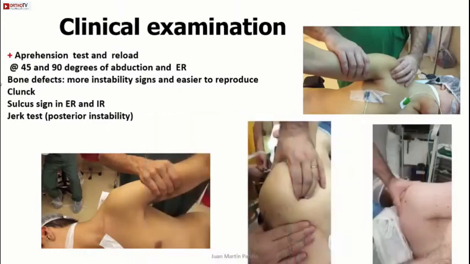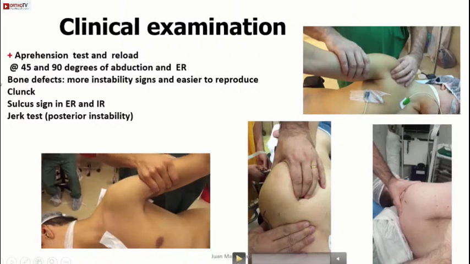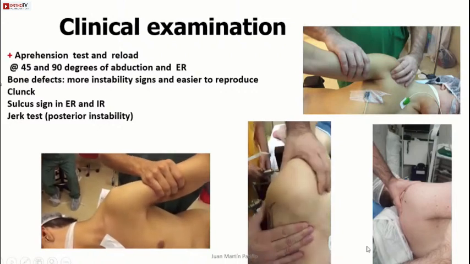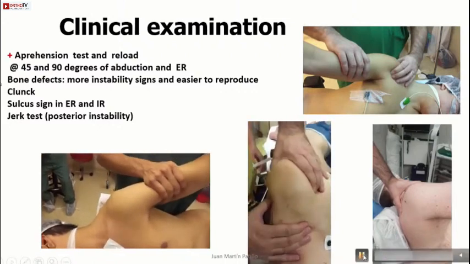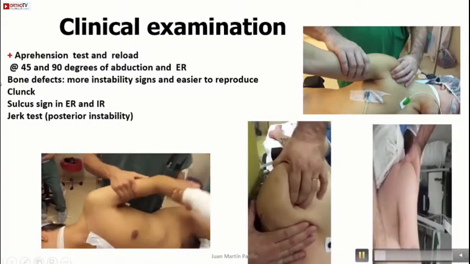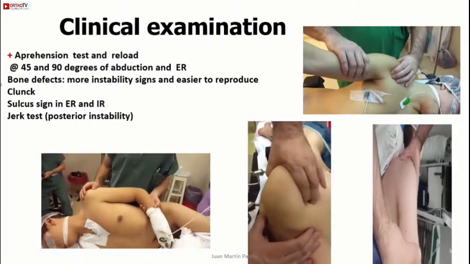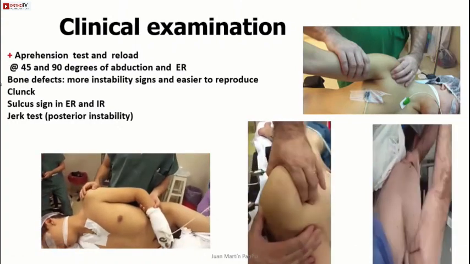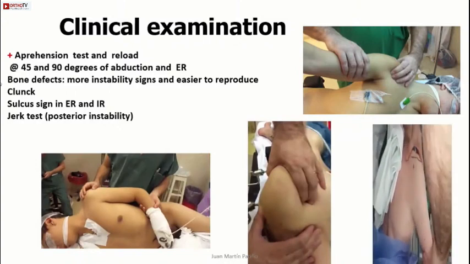We know that when you have bone defects, we will see more instability signs and they are easy to reproduce. Other important tests are the Sulcus sign and the Jerk test to evaluate the posterior instability. I think it's important to perform the stability shoulder test with the patient under anesthesia before surgery, because we could obtain more information about the stability direction and the soft tissue and bone status.